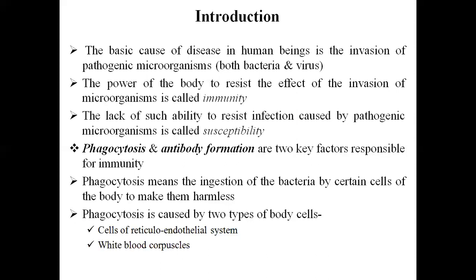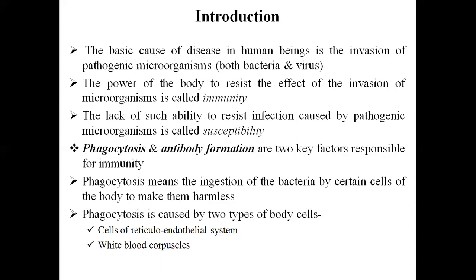The cells present in reticuloendothelial systems are generally present in liver and spleen. These cells ingest the bacteria and make them harmless. So they will ingest the bacteria and make them harmless. From the blood circulation, such harmless microorganisms enter lungs and they disintegrate there. So these harmless microorganisms will enter into lungs and disintegrate in lungs.